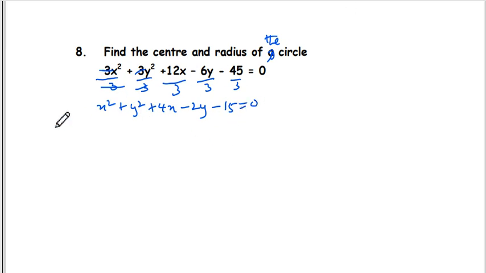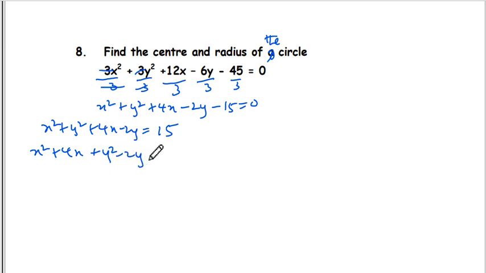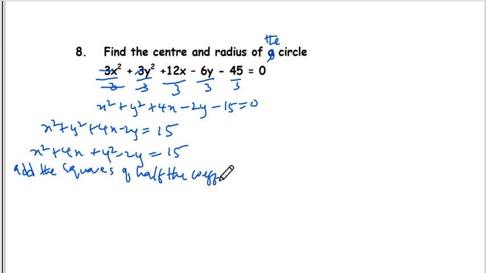Now let's move the constant term to the right. So x squared plus y squared plus 4x minus 2y is equal to 15. Let's collect like terms: x squared plus 4x plus y squared minus 2y equals 15. Now we add the square of half the coefficient of x and y to both sides. That's the completing the square method.